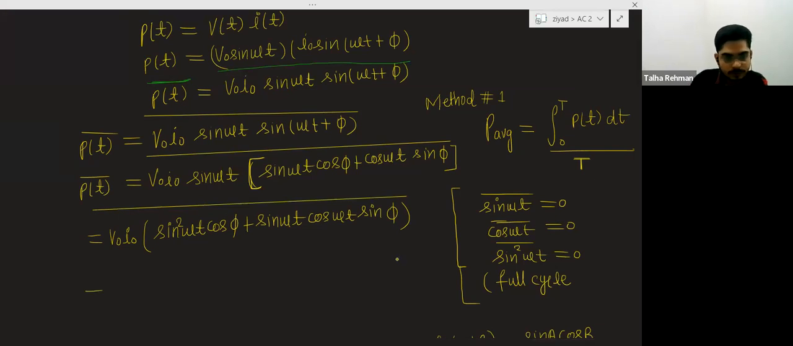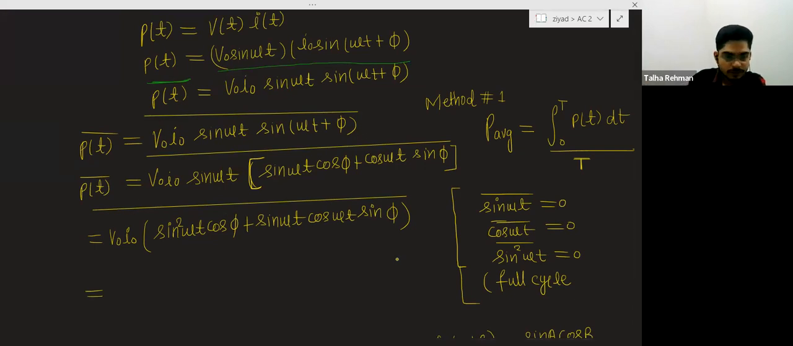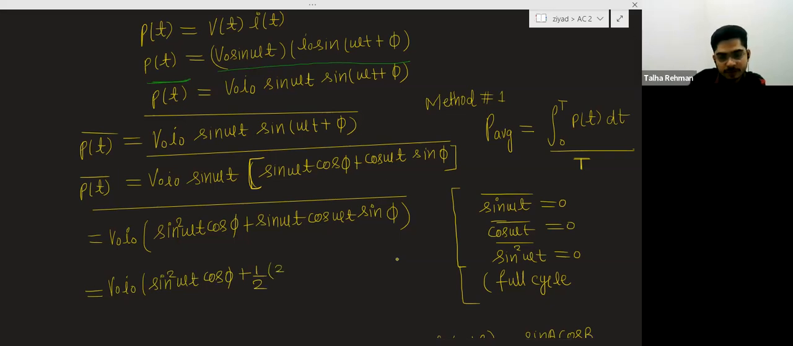Now see, this is V naught into I naught, this is sine square omega t cos phi, plus I can write this as half into 2 sine omega t cos omega t, and this is sin phi. This is the whole bar.